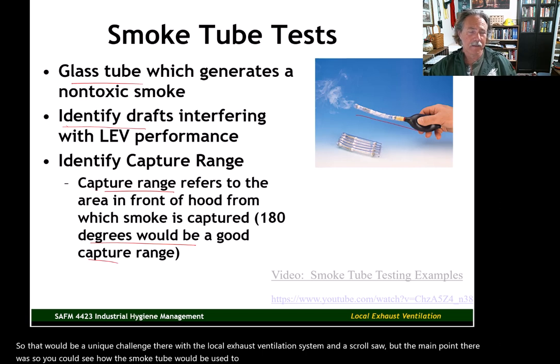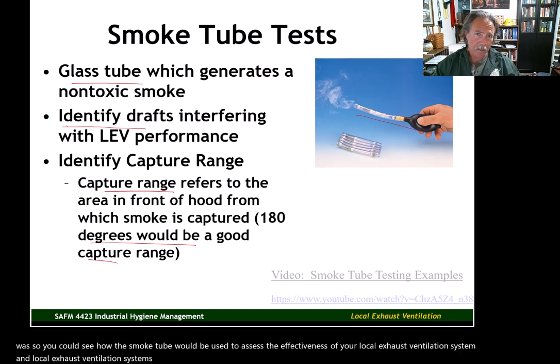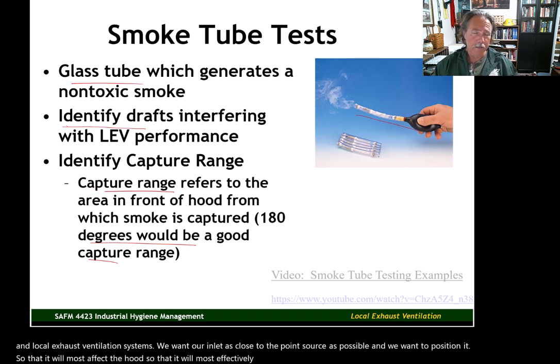assess the effectiveness of your local exhaust ventilation system. In local exhaust ventilation systems, we want our inlet as close to the point source as possible. And we want to position it so that it will most effectively remove the contaminant, and the smoke tube can help us determine that.